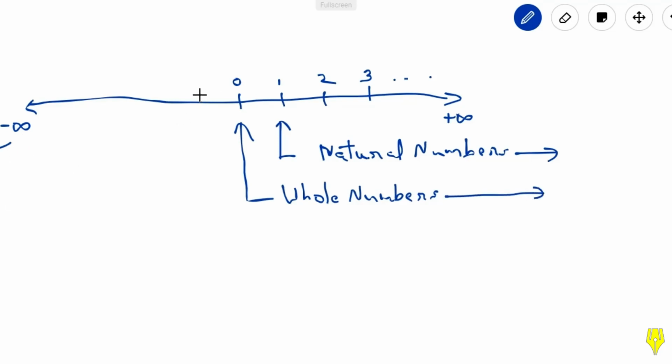Now, let us go to the left of 0 on the number line. The numbers here are negative numbers, represented by the minus sign. This entire set of positive and negative numbers, including 0, are called integers.